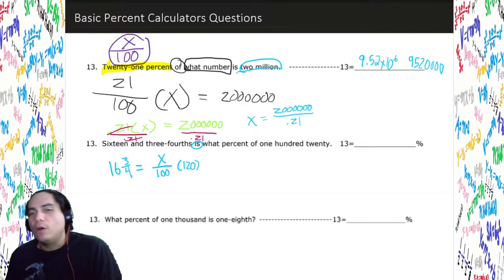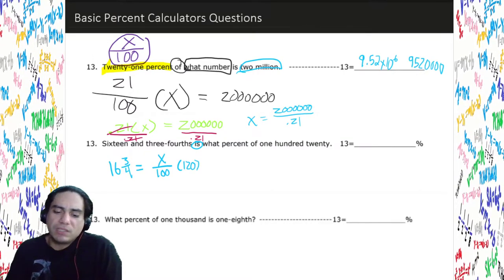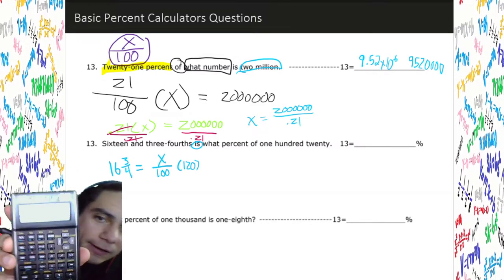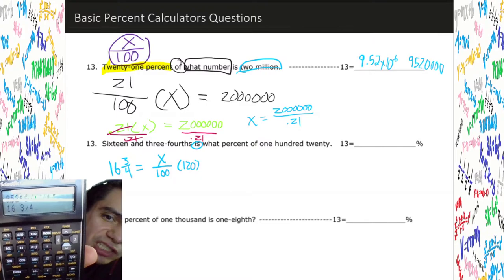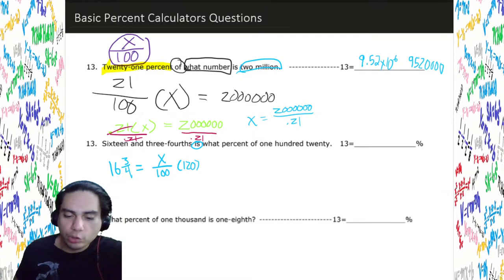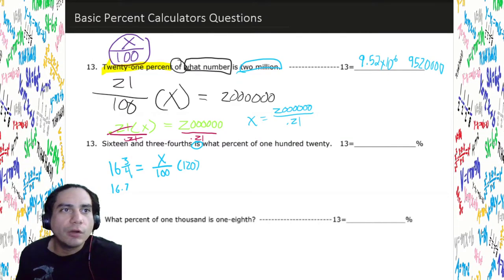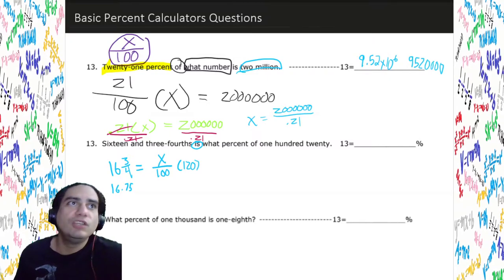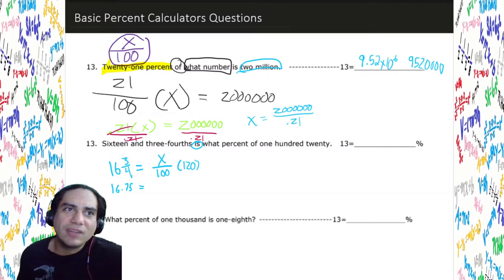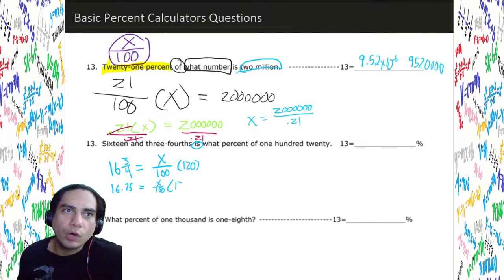120. Now, again, if you know that math knowledge, we're not going to be using 16 3/4. Of course, you could type 16 and 3/4 into your calculator like I just did right here, and we got that mixed number going on. We hit enter, hit yellow show, and we got 16.75. Some of y'all could already do that math in your head, and if you could, even better. But 16.75 now equals x out of 100 times 120.